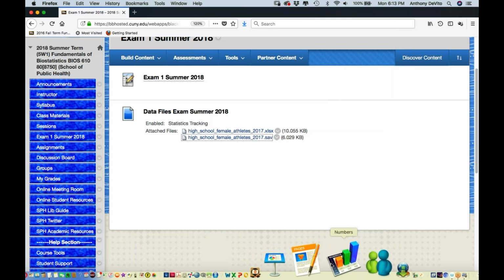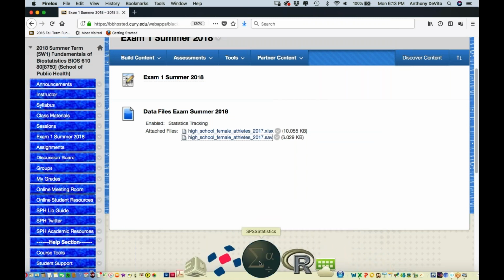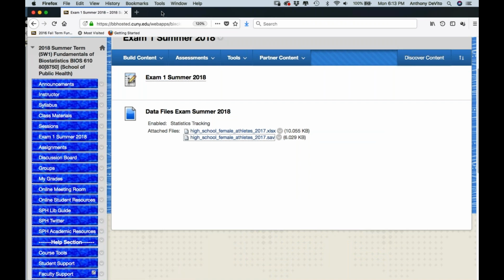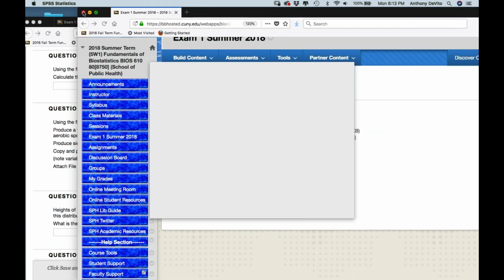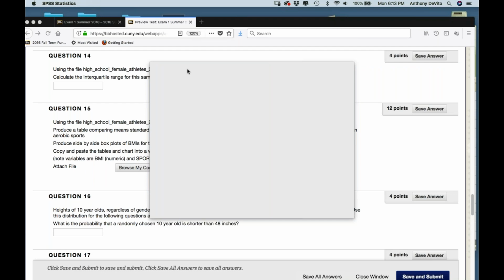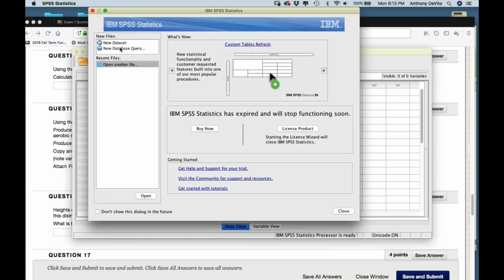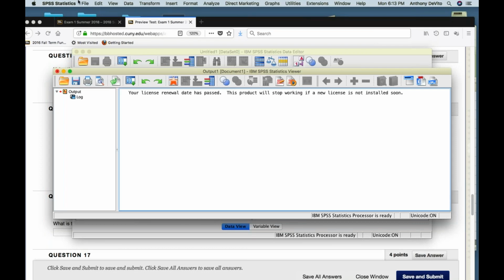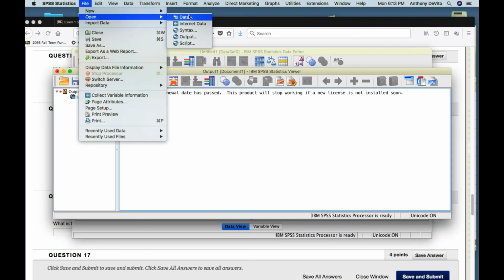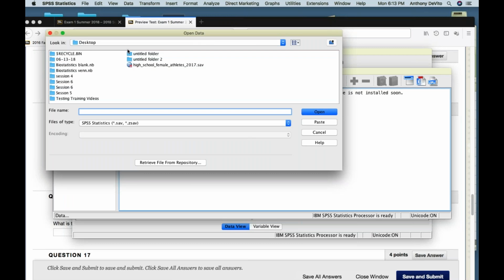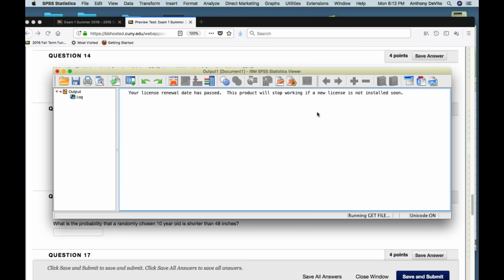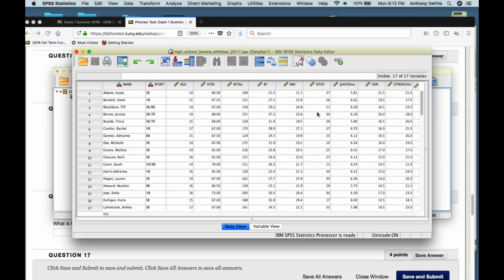And I'm going to open SPSS, which is going to bark at me because it expired and I'm on my 30-day grace period before I have to renew. Okay, don't need that. Okay, and I'm going to say open data. I'm going to navigate to the desktop. I already am. I'm going to click on that high school data, open, and that should read that data file for me. And indeed, there it is.